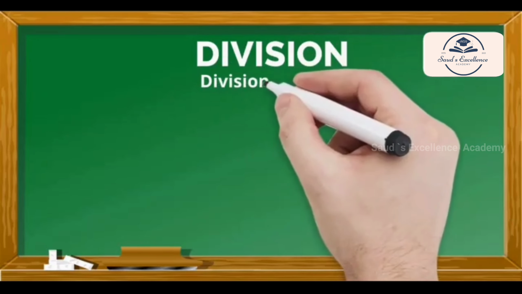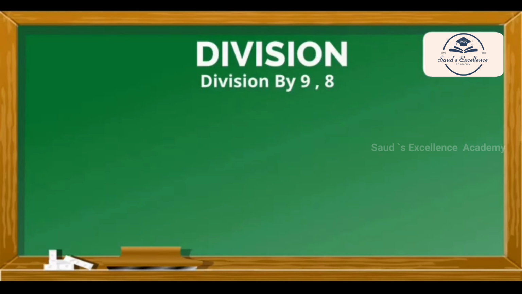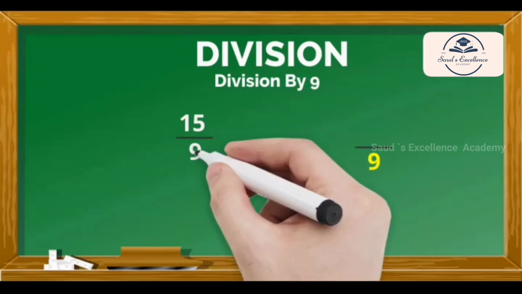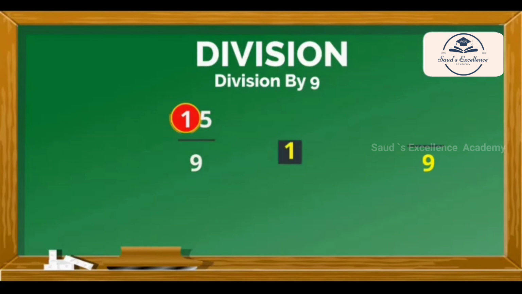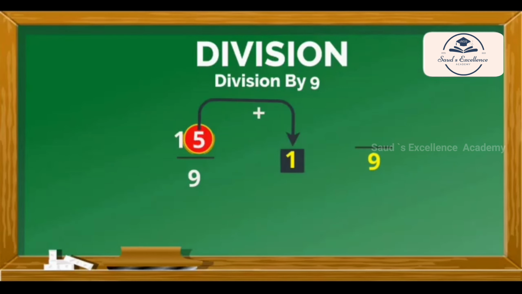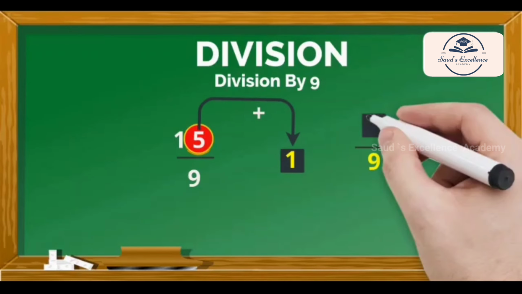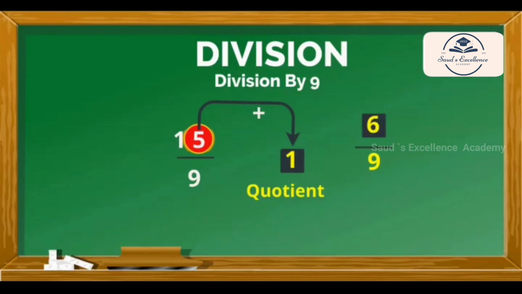We learn how to divide any number by 9 and 8. First, we learn how to divide any number by 9. Let's start with an example like 15. Divide by 9. Write the tens digit, 1. We add 1 with the unit digit 5, equal to 6. We write 6. So 1 is the quotient.